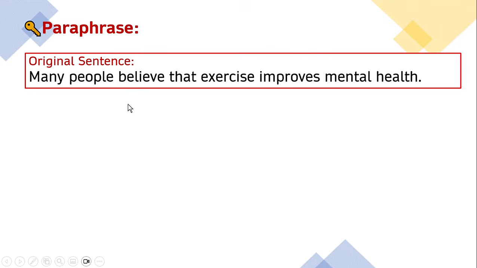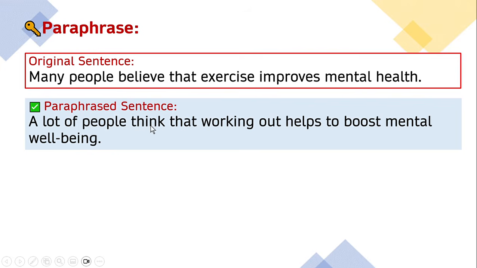A good paraphrase of this sentence is: a lot of people think that working out helps to boost mental well-being. You notice here in this sentence, we use a synonym of the determiner many, which is a lot of, and people stays the same. Sometimes we have to use the same word, since using a definition makes the meaning a little bit poor, like people here.